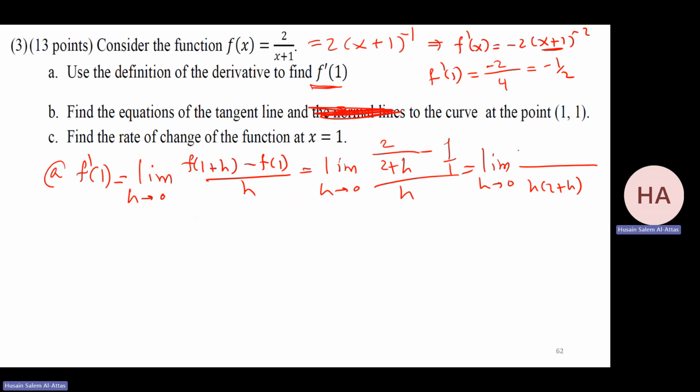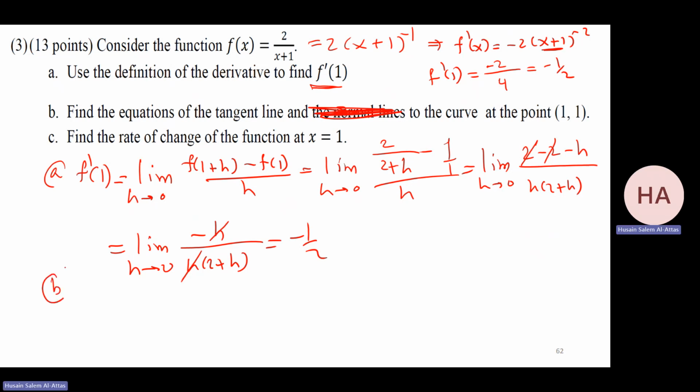And there we have what? 2 minus 2 minus h. So that will be the limit as h goes to 0. This is cancelled. Also, it's cancelled. Let me do it minus h. Since I wrote the limit, cancelled. As h goes to 0, minus half, which is the same answer. So this is f prime at 1.